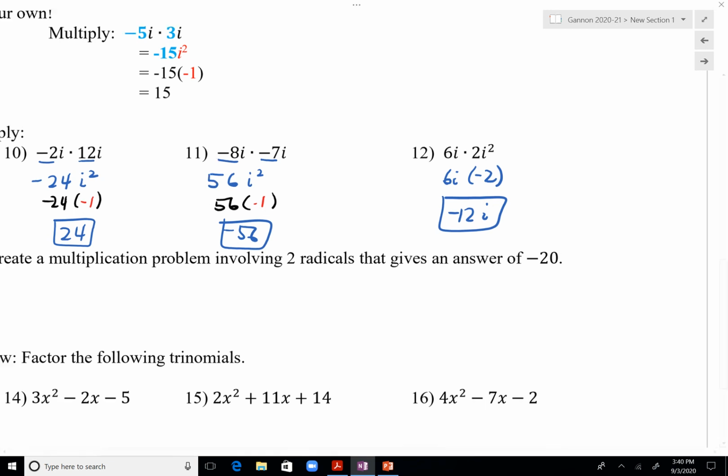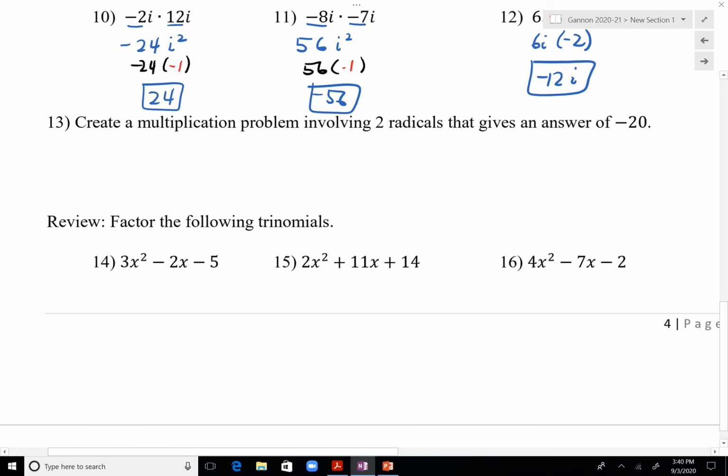Now, for number 13 here, it's asking us to create a multiplication problem involving 2 radicals that gives you an answer of negative 20. In order for us to get an answer of negative 20 when we multiply those 2 radicals together, we are going to need negatives underneath both radicals. So I have a negative here and a negative here.